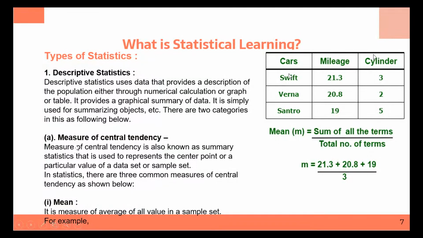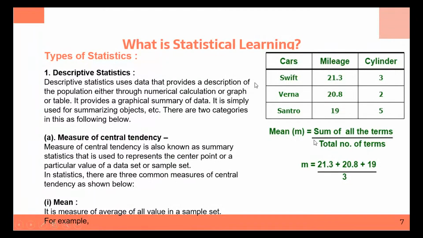Before that, just look at the data we have. We have cars. These are my objects, and these are the population of objects, different cars. I told you earlier, a collection of individuals or properties of individual objects in real time is a population. So in cars we have Swift, Verna, and Santro, three entries, and they have the variables mileage and cylinder. Mileage is 21.3, 20.8, and 19, and 5 cylinders. This is the number of cylinders. I hope you understand these heading names.